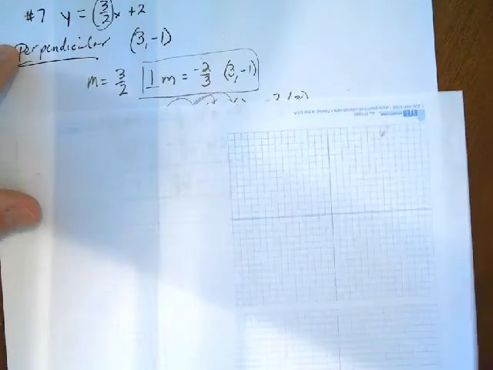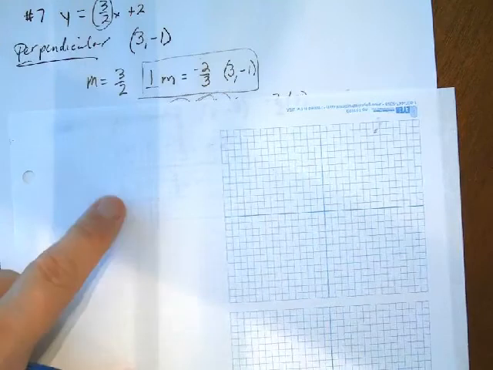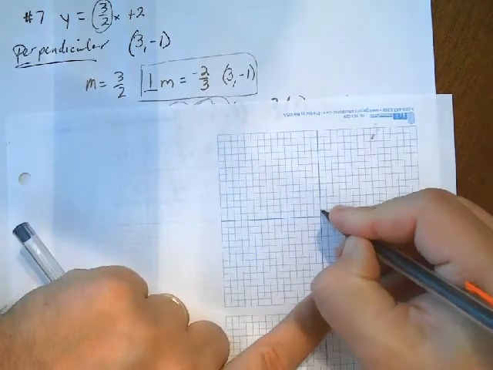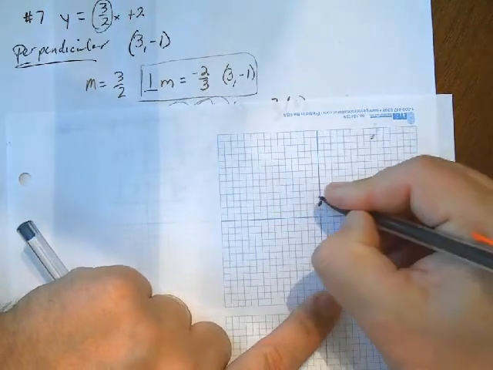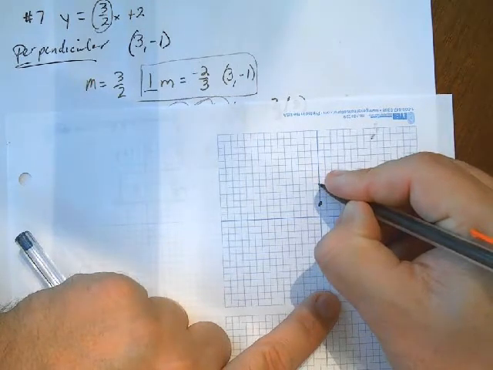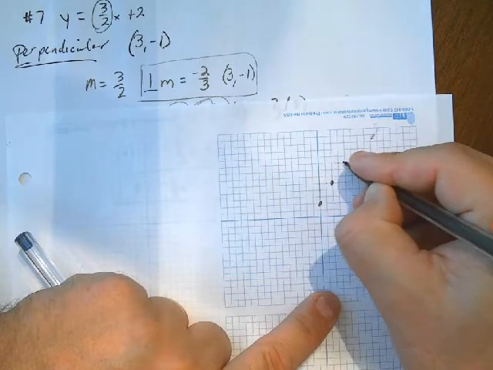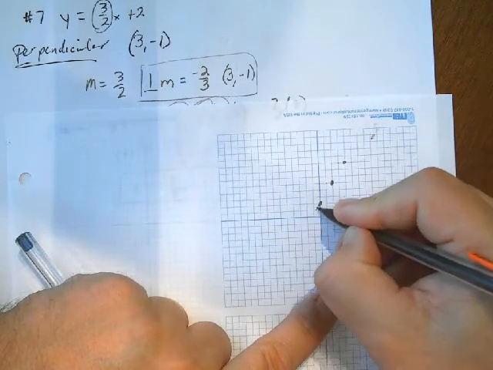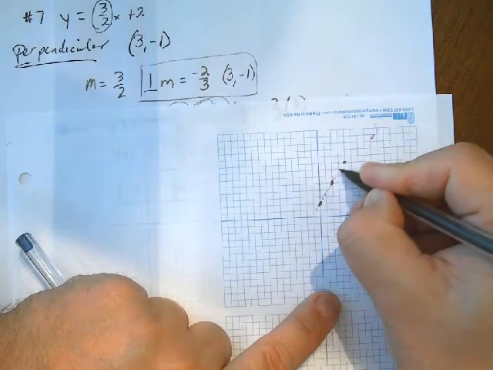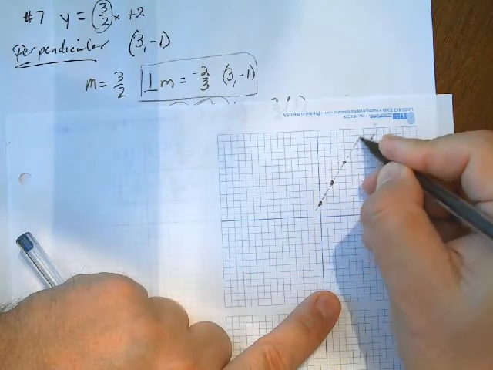So the original line was y is equal to 3/2 x plus 2. Okay. So 1, 2, and then up 3. 1, 2, 3 over 2. Up 3, 1, 2, 3 over 2. Okay, so if I had a straight edge, it'd look a lot better. But now I'll just make the best of it.